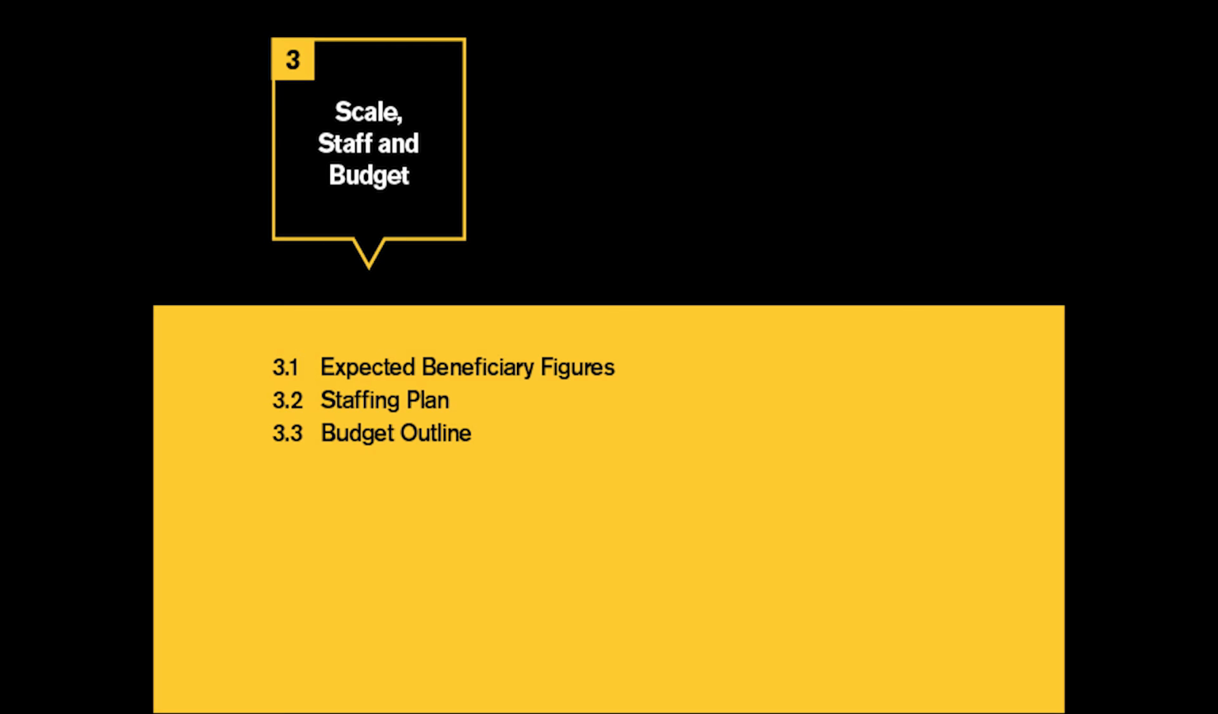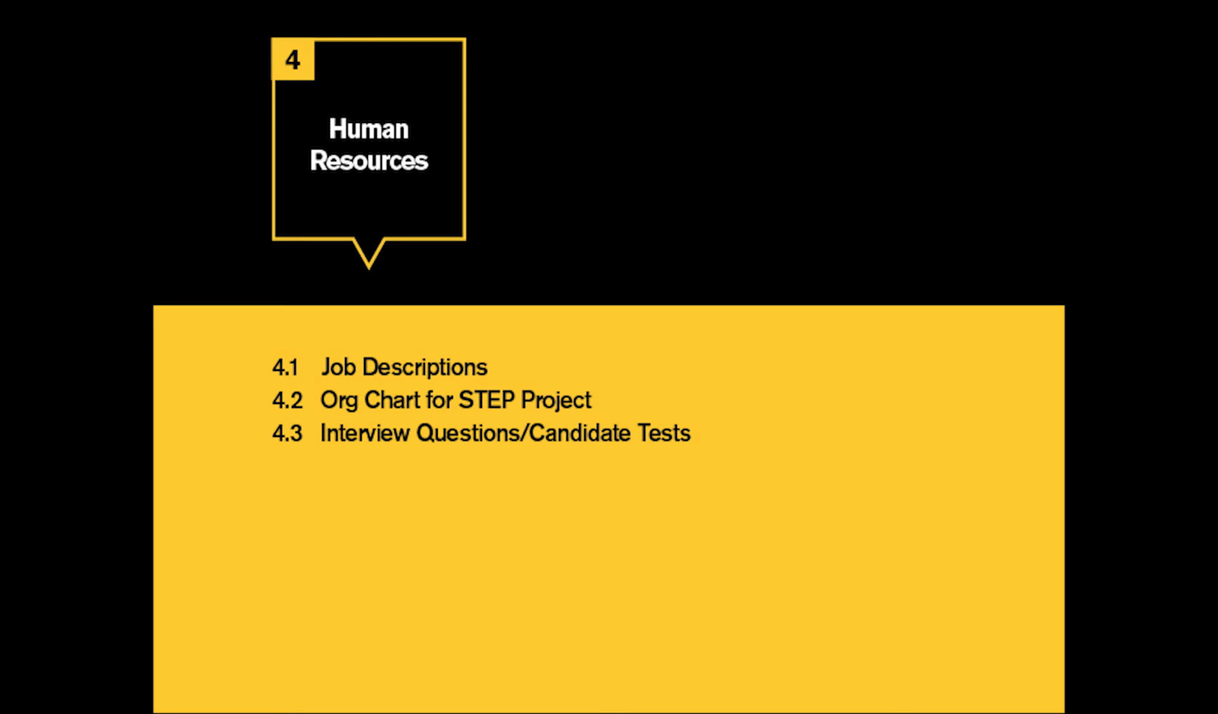The Scale, Staff, and Budget section lays out the different scale scenarios possible for each project. Based on these scenarios, scalable budget outlines and staffing plans are provided as a starting point for HR and grant staff to work from. The Human Resources folder contains documents to support the staffing plan laid out in the previous section: job descriptions, a project org chart, as well as interview and test materials, the goal being to facilitate recruitment processes that often slow down response time.